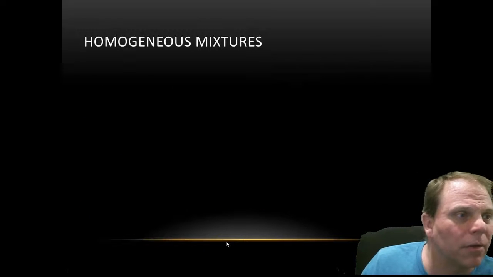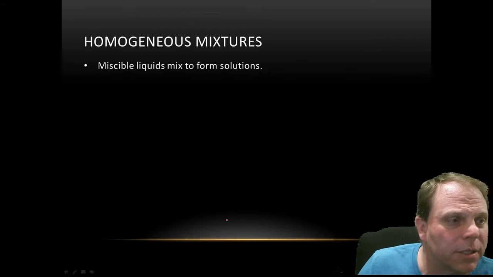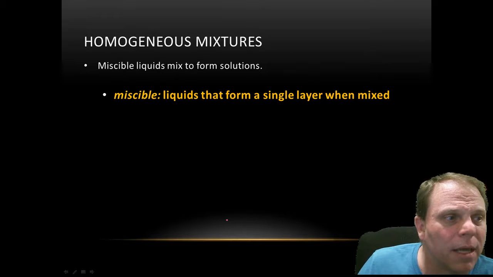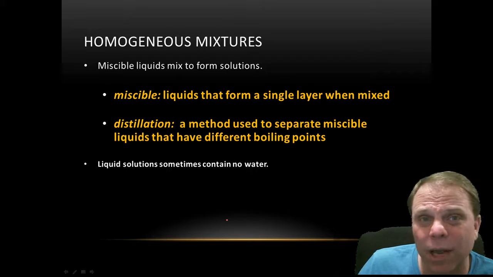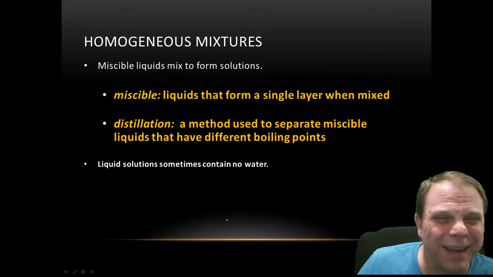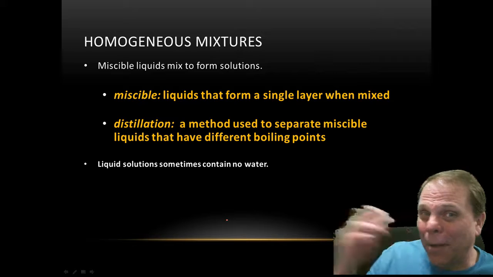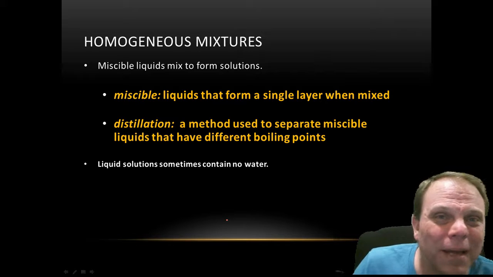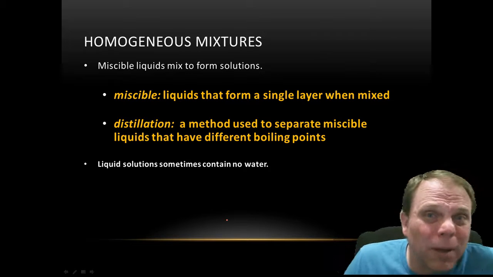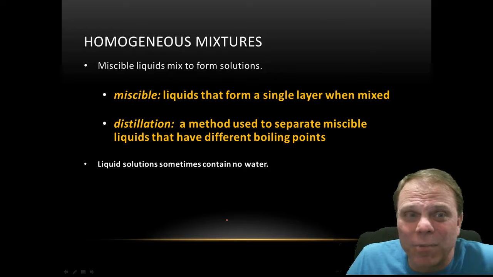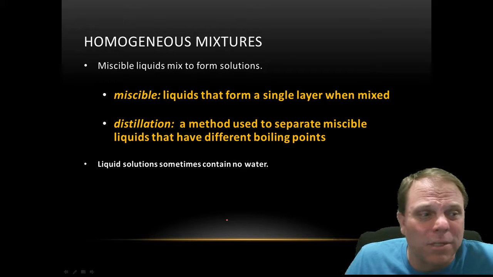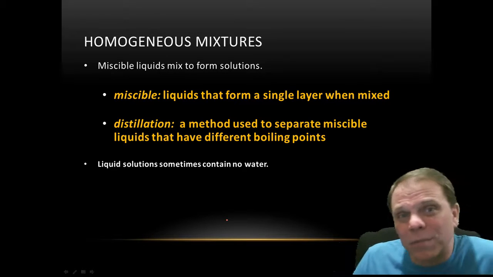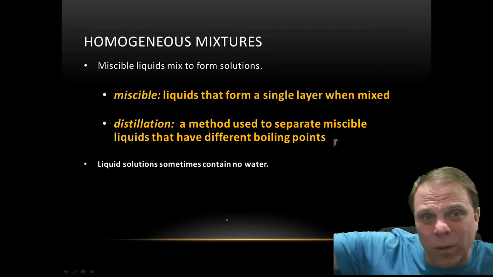All right, so let's continue on in homogeneous mixtures. Remember that the term miscible means that they are able to mix together and form a single layer or a single phase. And here's that term that I was saying would be used to describe what we do to separate these things. I said it involved heating and then recondensing, and that's distillation. Distillation is a method that we use to separate those miscible liquids. If they have different boiling points, then one starts to boil away earlier.